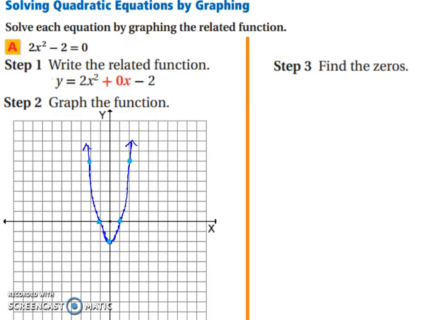Now that you've graphed the function, find the zeros. So you're going to look at your graph and find your zeros. In this case, you have one at -1 and 1. You can double check by plugging those values back in. So 2 times the quantity -1 squared will give you 2, minus 2 gives you 0. And then when we plug in 1, 2 times 1 squared minus 2 is still going to give you 0. So yes, we're good to go.